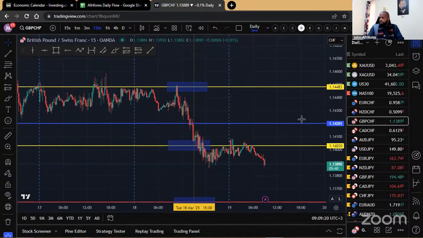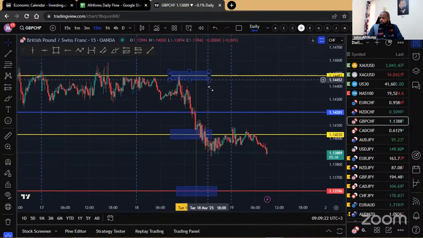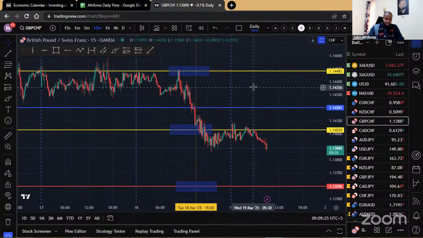The next one is the Great British Pound against the Swiss franc. For this one yesterday, we're also expecting to get some buying opportunities, which unfortunately did not quite show up.